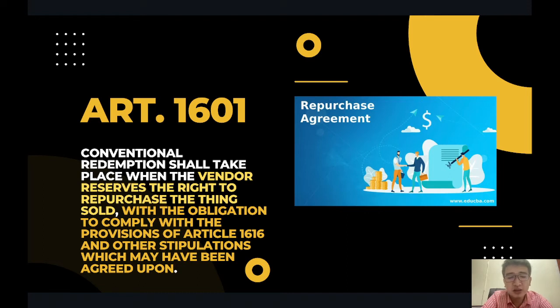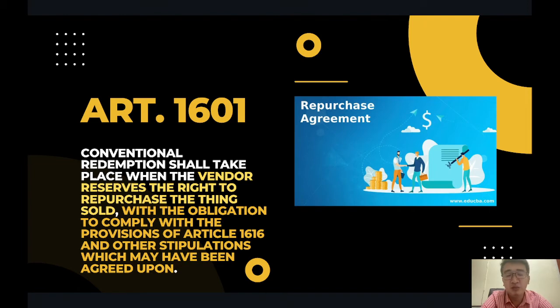Conventional redemption shall take place when the vendor reserves the right to repurchase the thing sold. So the vendor, the seller, reserves the right to repurchase the thing sold. Yung binenta niya, bibilhin niya ulit. Ayan yung conventional redemption. Kumbaga, i-redeem niya ulit yung property, with the obligation to comply with the provisions of Article 1616. Meaning, Article 1616 states that when you redeem, of course, you are going to repay. Bayaran mo ulit, hindi yung balikan. Bibilhin mo ulit.